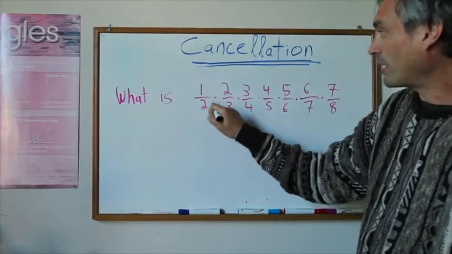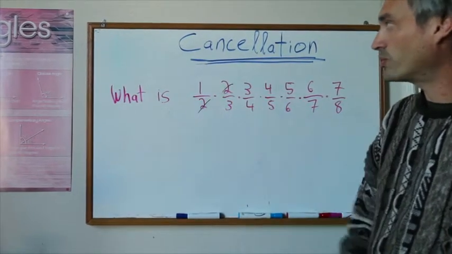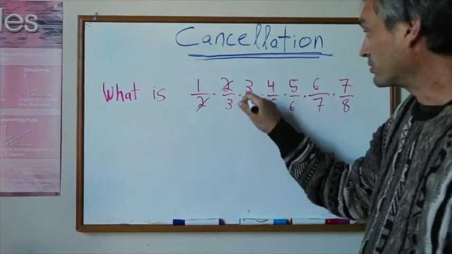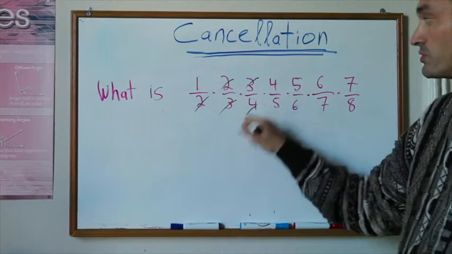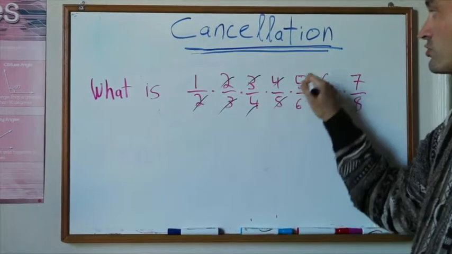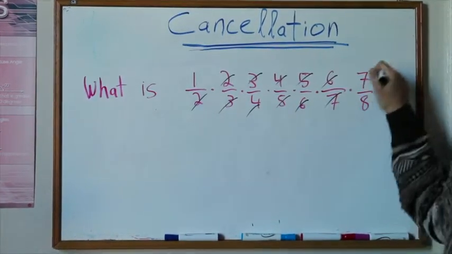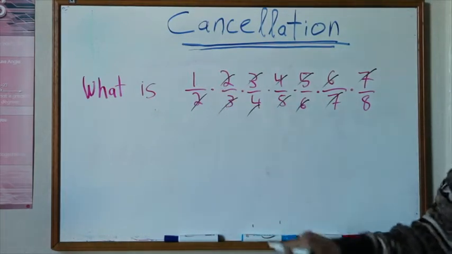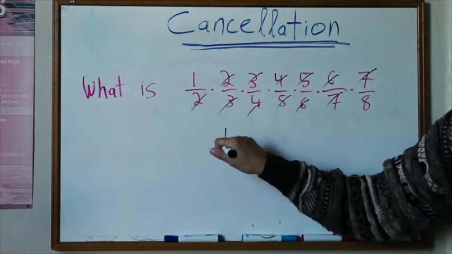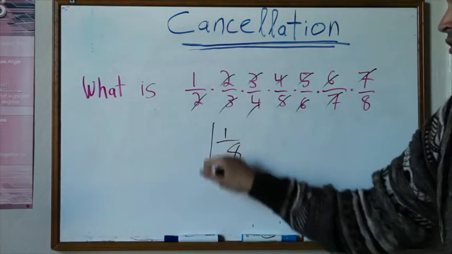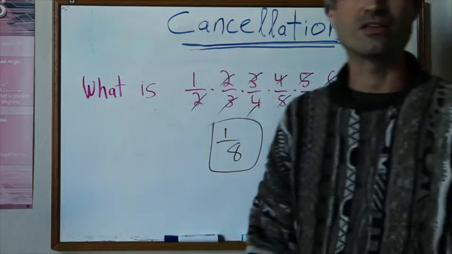If you remember that a number on the bottom cancels with a number on the top, because multiplying and dividing are opposite operations, you can go ahead and cross all these out. And when you've done that, you can see you're left with just a 1 on top and an 8 on the bottom, and there's your answer, 1/8, faster than any calculator.